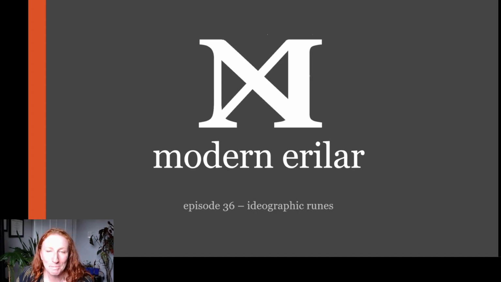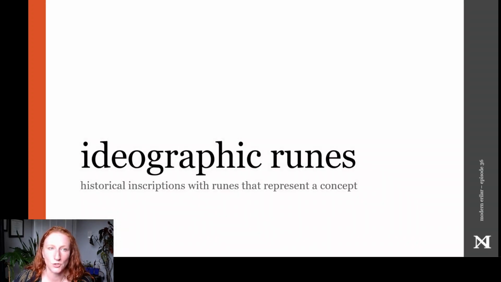I'm the modern Erilar. In several episodes, I've mentioned that historical rune writers used certain runes to represent the concept by which they are named. So today, let's concentrate on this type of abbreviation, or the use of ideographic runes. You might also sometimes see the German word Begriffsrunen, or in Swedish begreppsrunor, but you'll usually see the German loanword or the English phrase used for this concept.